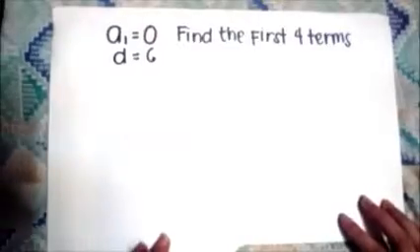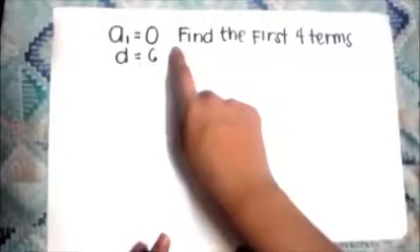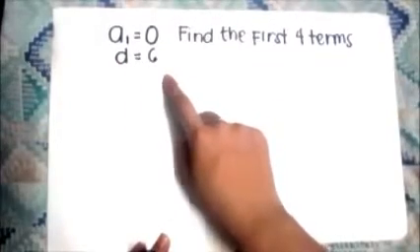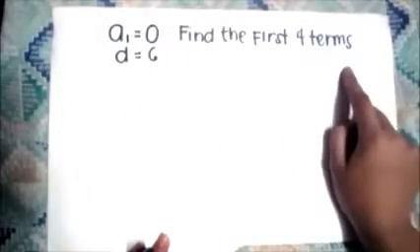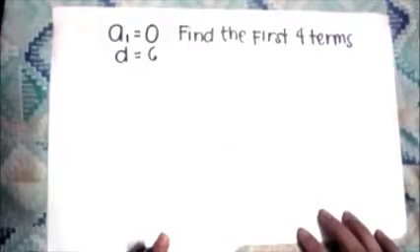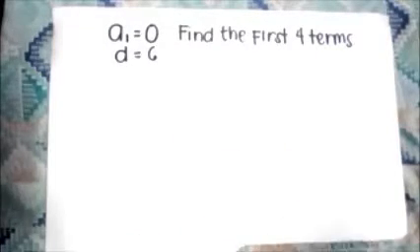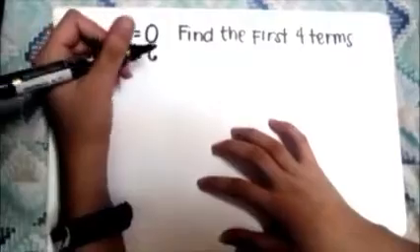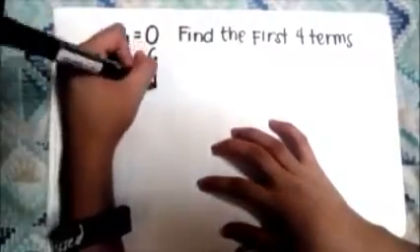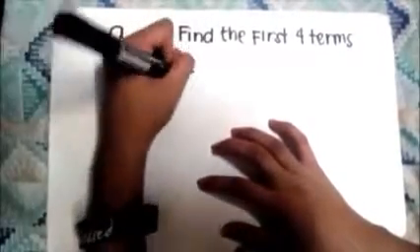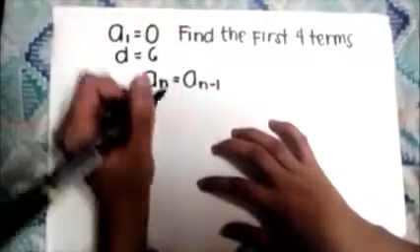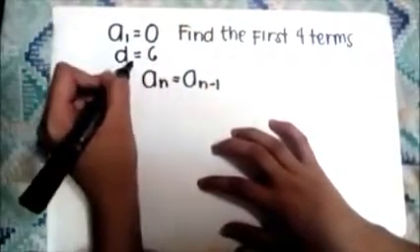We have another example wherein a sub 1 is equal to 0. Our common difference is 6. To find the first four terms of the sequence, we need to use the recursive formula. So the recursive formula for the sequence is a sub n is equal to a sub n minus 1 plus the common difference, which is 6.